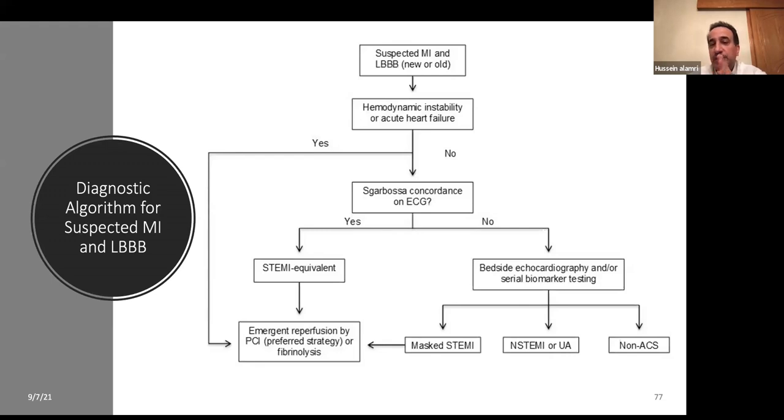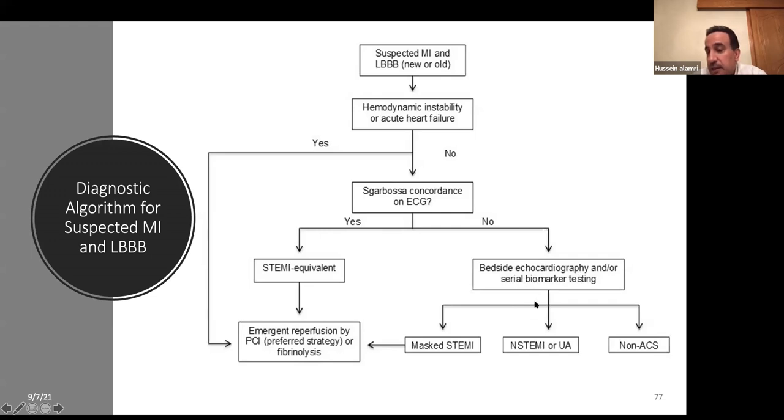However, if he has only chest pain and left bundle branch block, you apply the Sgarbossa criteria. If they are positive, then you treat him like ST elevation MI and you take him to the cath lab. If they are negative, you go for the next step, which is bedside echo. If the bedside echo and the serial troponin testing are positive, if the echo shows regionality in the area you suspect, then it's most likely ST elevation MI and you take him to the cath lab.